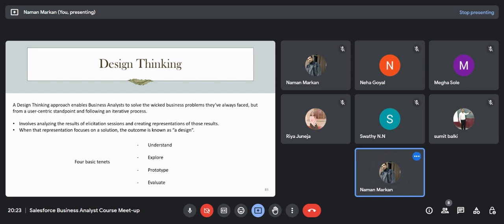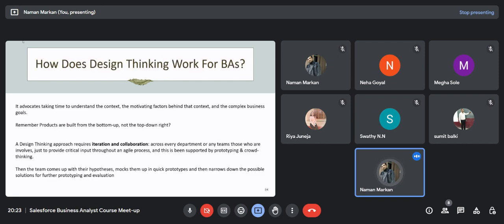Okay, so we have talked about what design thinking is all about, how it is involved, and what the principles are. But how does design thinking work for a BA? It is iteration and collaboration, right? This is what we have just covered: iteration and collaboration across each and every department, or team involved, whether they are QA, testers, developers, admins, anyone involved during the process, just to provide critical input throughout that process.